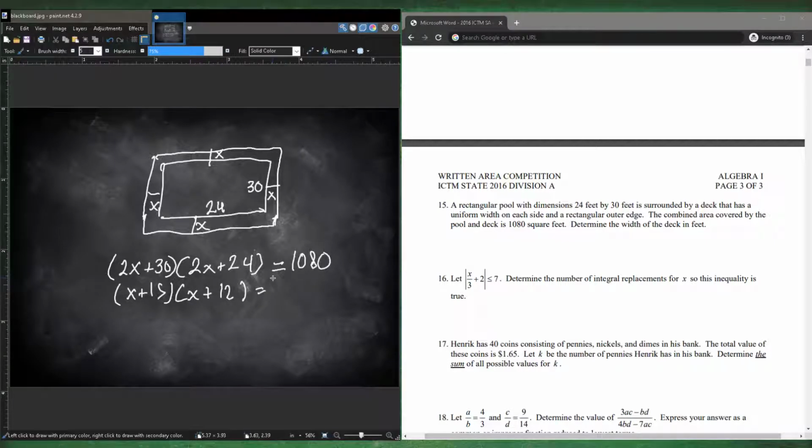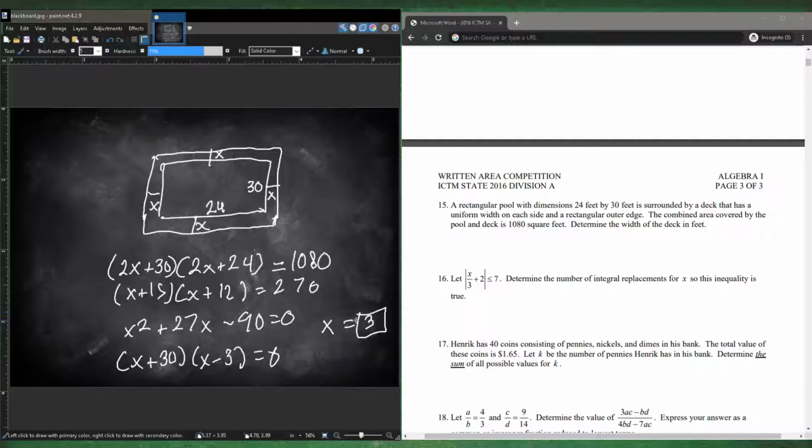So divide by 4. Using your calculator, 1080 divided by 4 is 270. So expanding this out, that's x squared plus 15 plus 12 is 27x. And then 15 times 12 is 180, minus 270 is minus 90, equals 0. Okay, so that means it's x plus 30 and x minus 3, because 30 minus 3 is 27, and 30 times negative 3 is negative 90. So x can't be negative, so x has to equal 3. And that's your answer for number 15, sorry.